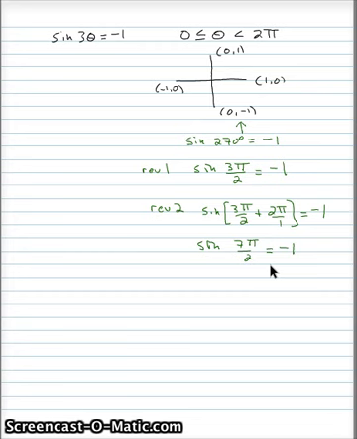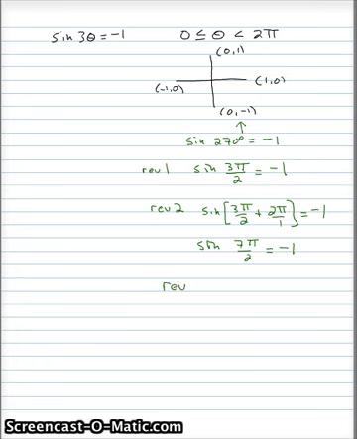But how many revolutions do I need? This is telling me sine of 3 theta is negative 1, and I need theta to be between 0 and 2 pi. The indication here is that I'm multiplying by 3, therefore I need to go 3 revolutions to make sure I've gotten all of my values. So I did 3 pi over 2 plus 2 pi for the second revolution. For the third revolution, I will go 3 pi over 2 plus 4 pi.